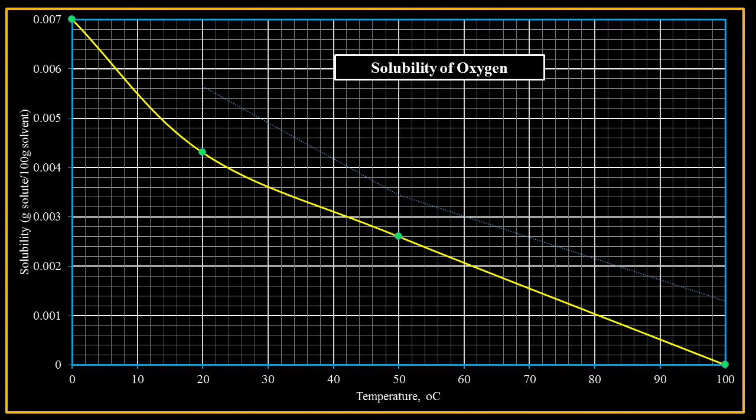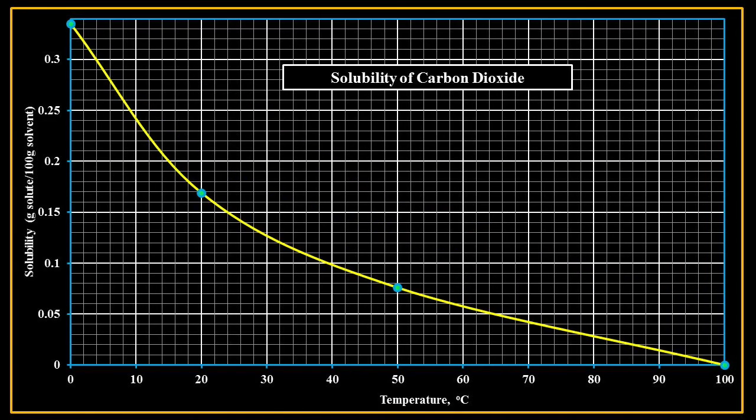And there's the second one, that's oxygen, and then I have carbon dioxide coming up. And normally gases are listed, that's carbon dioxide, that's a pretty classic curve which demonstrates the decrease in solubility of the solute as the temperature of the solvent increases.